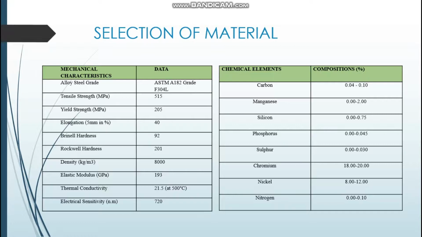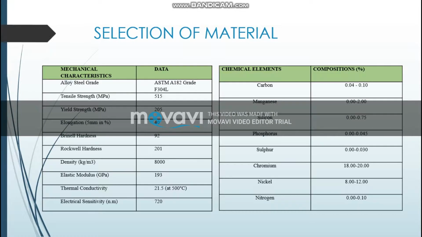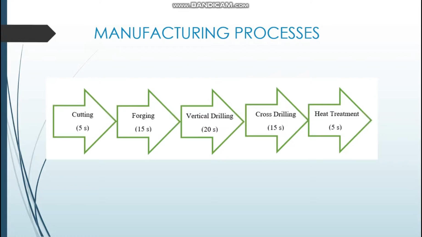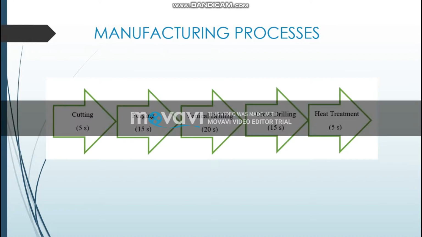Selection of material. We will look into two characteristics, which are mechanical and also chemical. Manufacturing processes. The first one is cutting, 5 seconds. Second, forging, 15 seconds. Third, vertical drilling, 20 seconds. Fourth, cross drilling, 15 seconds. And finally, heat treatment for 5 seconds.